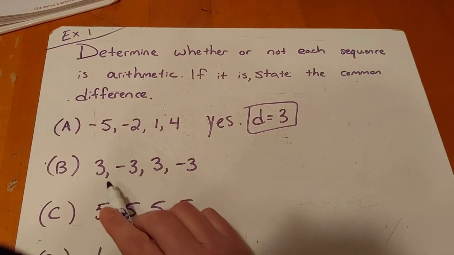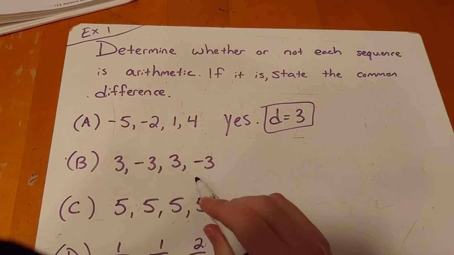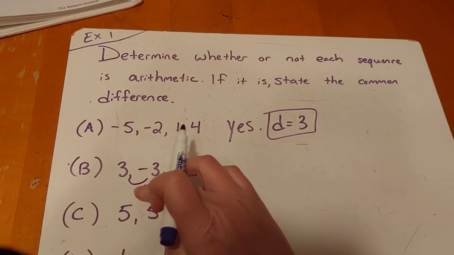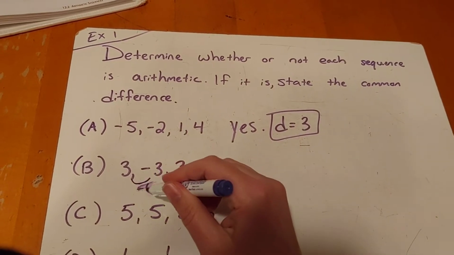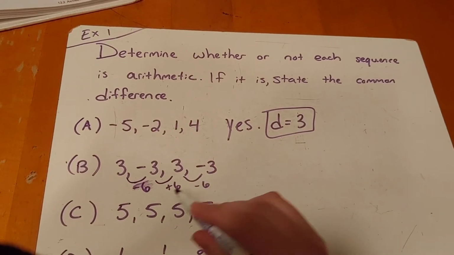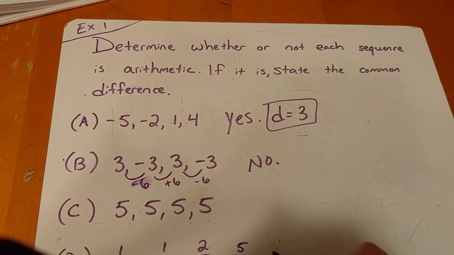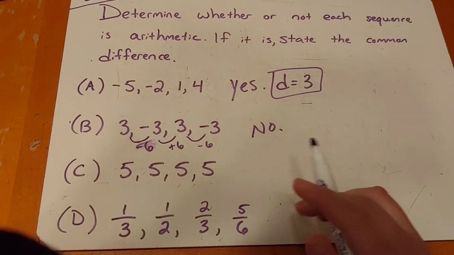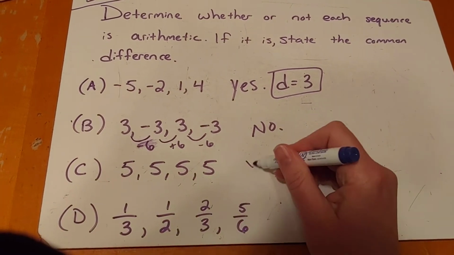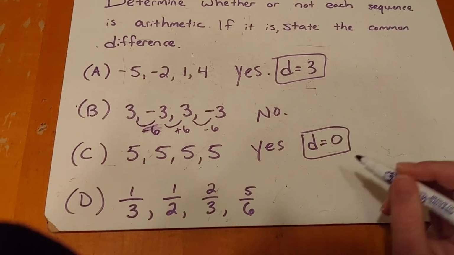All right, letter B. If I want to go from 3 to negative 3 to 3 to negative 3, it looks like first I subtract 6, then I add 6, then I subtract 6. This is not the same pattern every time, so this is not an arithmetic sequence. All right, next one, 5 to 5 to 5 to 5. Looks like plus 0, plus 0, plus 0. Definitely yes. Common difference, 0.